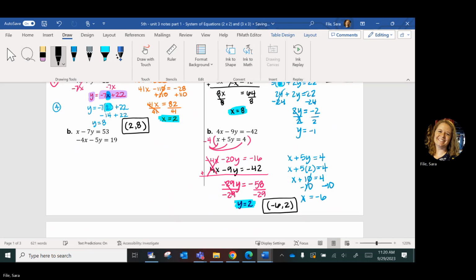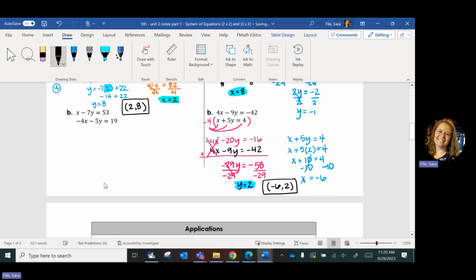Okay. I'm not going to bother doing B here. When I post the completed key, if you want to go check it, you can. You could try this as some extra practice for yourself and see if you got the hang of it. But I want us to move on to 3x3s.